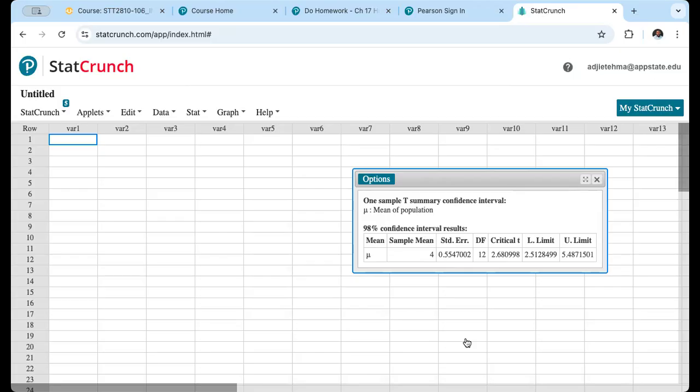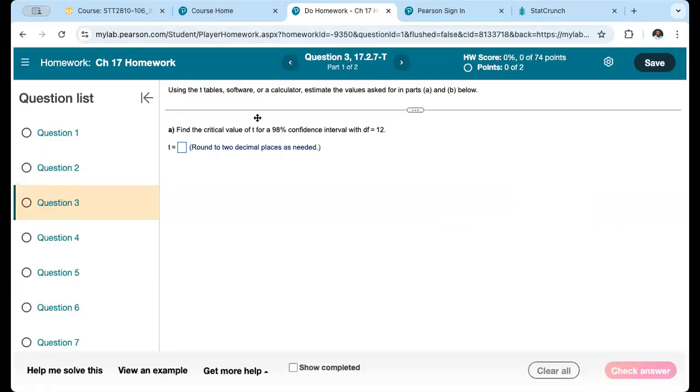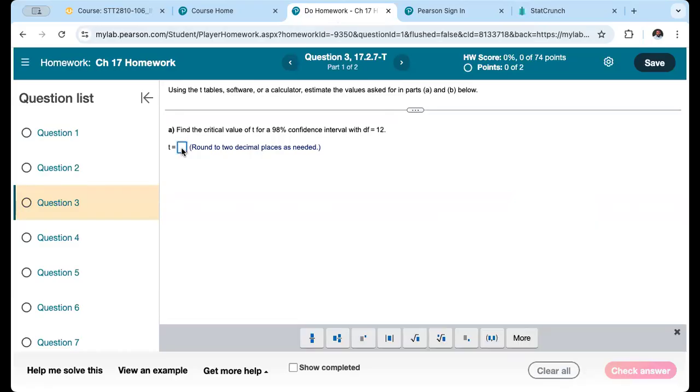Okay. So you can see critical T. Do you see critical T? Now that is what you're going to get. So here it is, 2.68098. So you just come to StatCrunch and then input it. We want 2 decimal places. So 2.68.